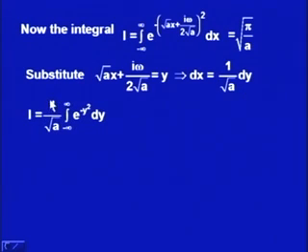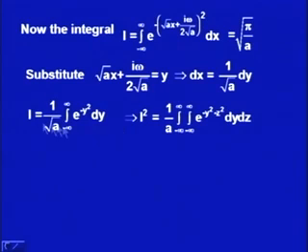So, I would be 1 upon square root a times the integral from minus infinity to plus infinity, because as x approaches minus infinity, y would also approach minus infinity, since all these other things are constant, and as x approaches plus infinity, y would also approach plus infinity. So, this integral is 1 upon square root a times the integral from minus infinity to plus infinity of e to the power minus y square dy.